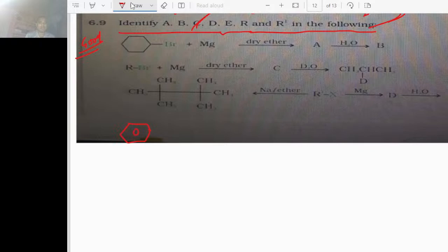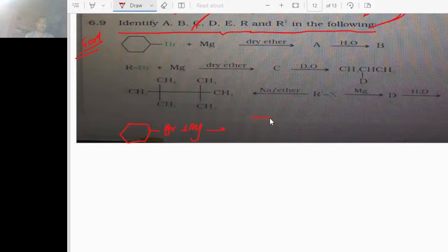With the alkyl halide there, you are treating with what, student? Magnesium metal. So if you are treating with the magnesium metal, what are you going to get, friend? It will give Grignard reagent. So let's try to write the Grignard reagent, friend.